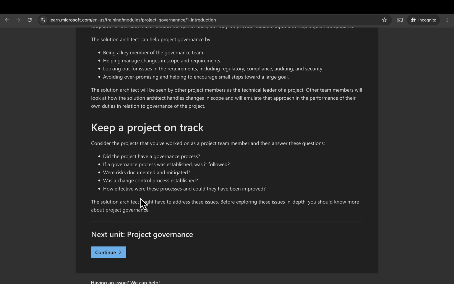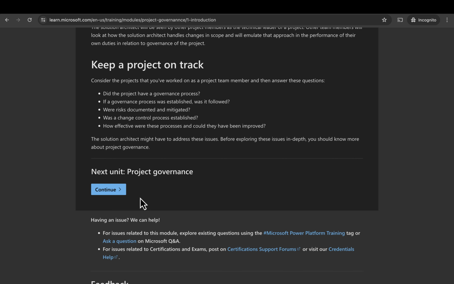The solution architect will be seen by other project members as the technical leader of a project. Other team members will look at how the solution architect handles changes in scope and will emulate that approach in the performance of their own duties in relation to governance of the project. Keep a project on track.